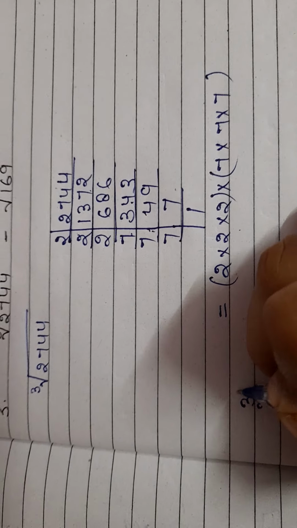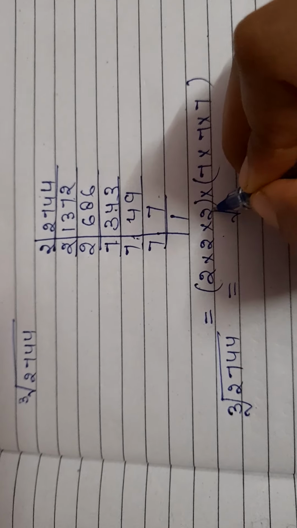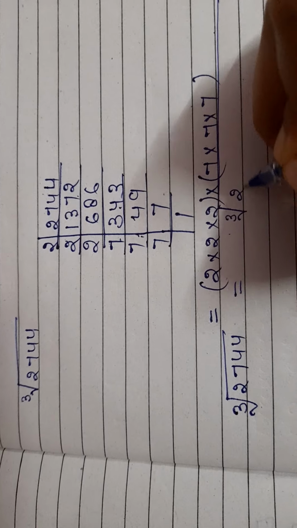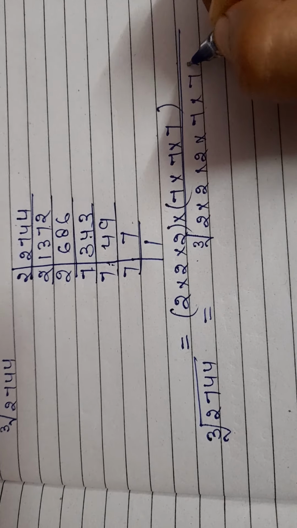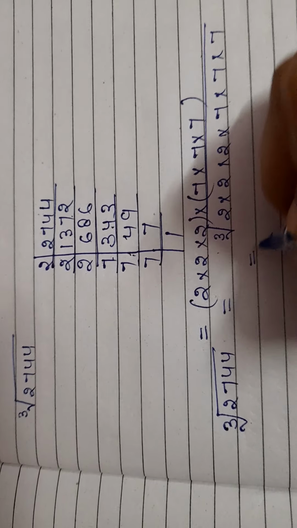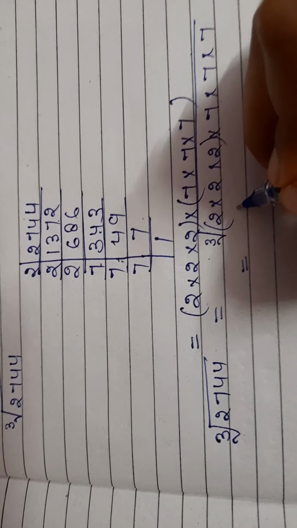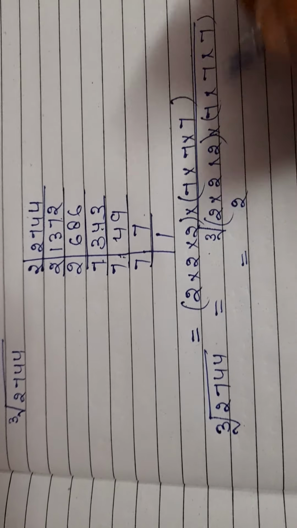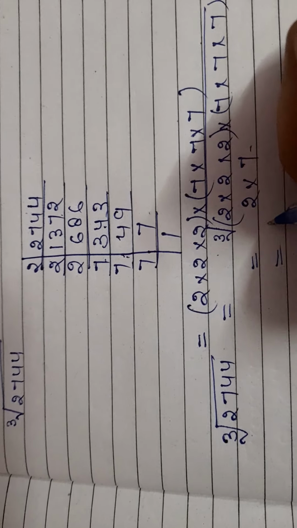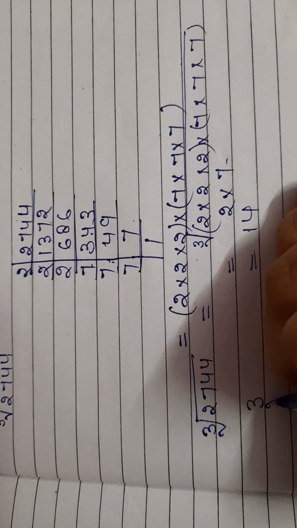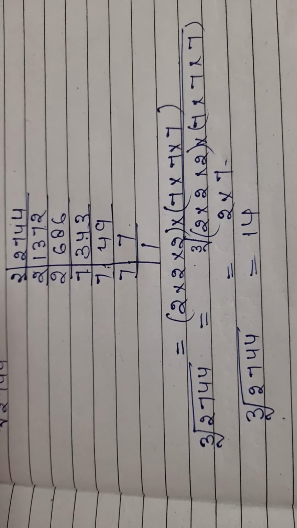So the cube root of 2744 is equal to the cube root of 2 multiplied by 2 multiplied by 2, 7 multiplied by 7 multiplied by 7. So we write one factor from this triplet, that is 2, and one factor from this triplet, that is 7. So 2 7s are 14. So the cube root of 2744 is 14.